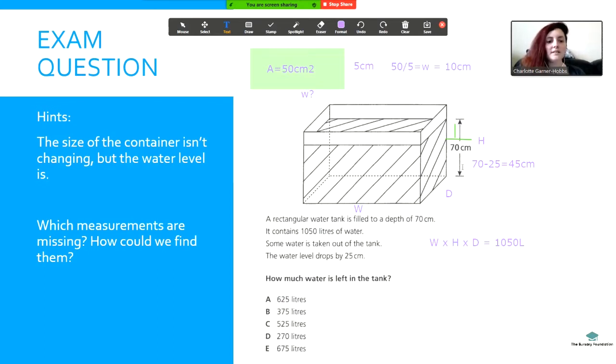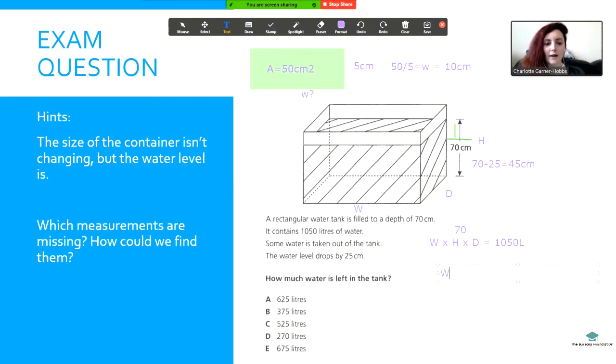We're doing the same sort of thing here because I know what the height is going to be, but I don't know the width and the depth. So let's reverse engineer a bit to try and work out what the width times the depth would be, because I know that I originally had a height of 70 centimetres.